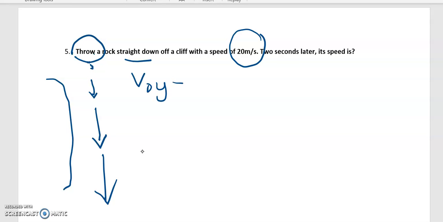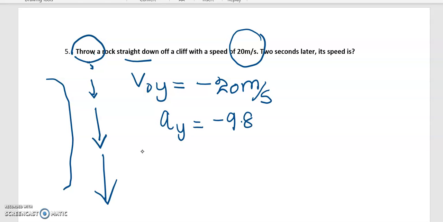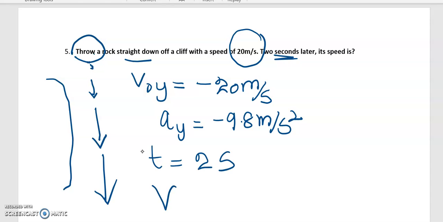V naught y is no longer 0 because you don't drop it, you throw it at negative 20 meters per second. And we know acceleration is equal to negative 9.8 meters per second squared, and the time is 2 seconds. You're asked to find the final velocity at the end of 2 seconds.